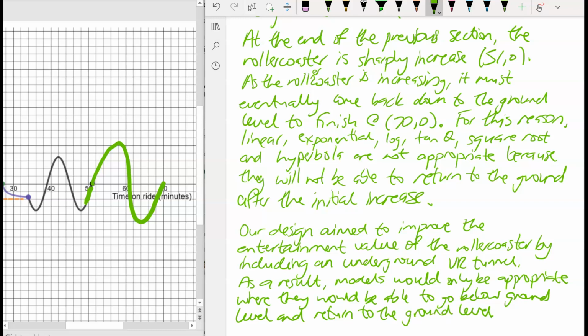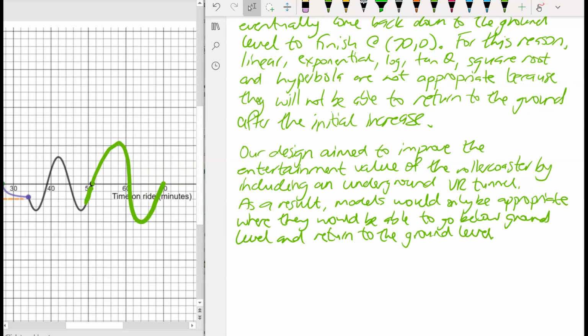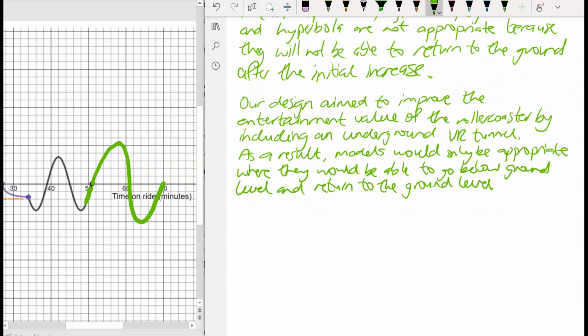So what that's saying is our model must go into a negative y value, and it then must be able to return back to y equals 0. So if you think about our models, visually, our models would look like the below. So I'm just going to get some examples drawn.